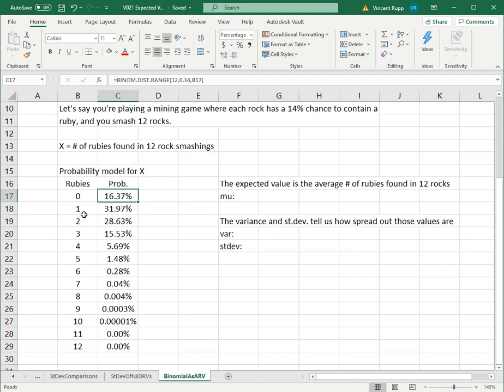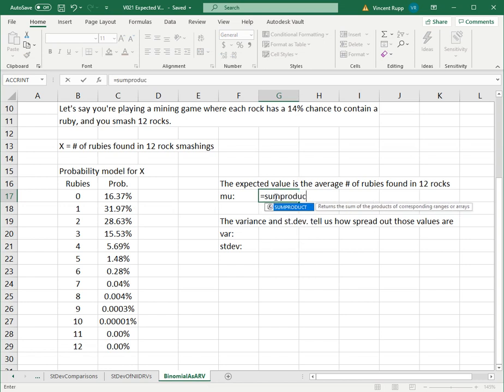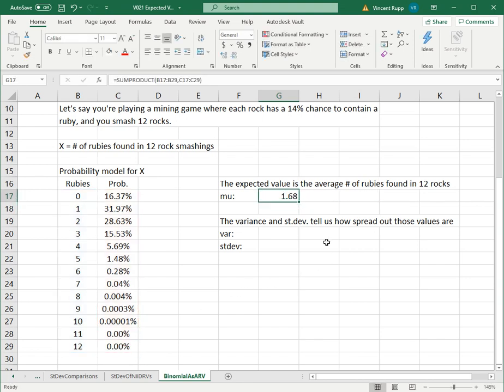But the reason I put it here is because now we can treat this like a random variable like we did before, and we can calculate the expected value, variance, and standard deviation. The expected value is the average number of rubies found in 12 rocks. And to find that, you could do this sum product formula with the number of rubies and the probability and get that the average is 1.68. Again, it's an average. You can't really find 1.68 rubies. It would just be if you did this over and over and over again, these 12 rocks, 12 rocks, 12 rocks, and just averaged all those values.